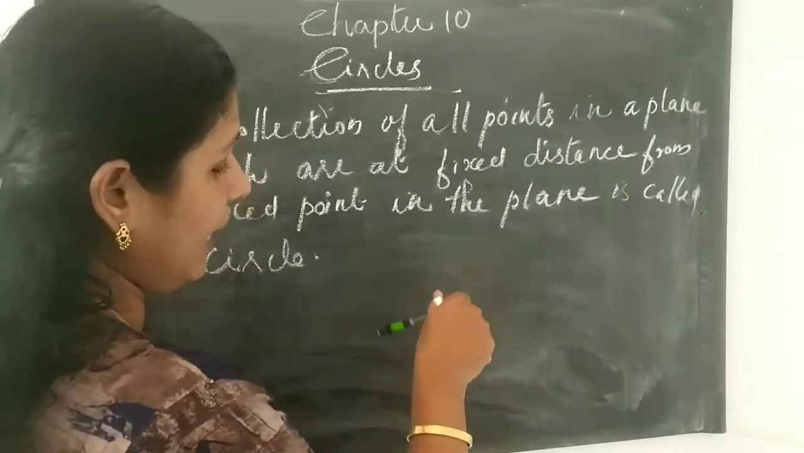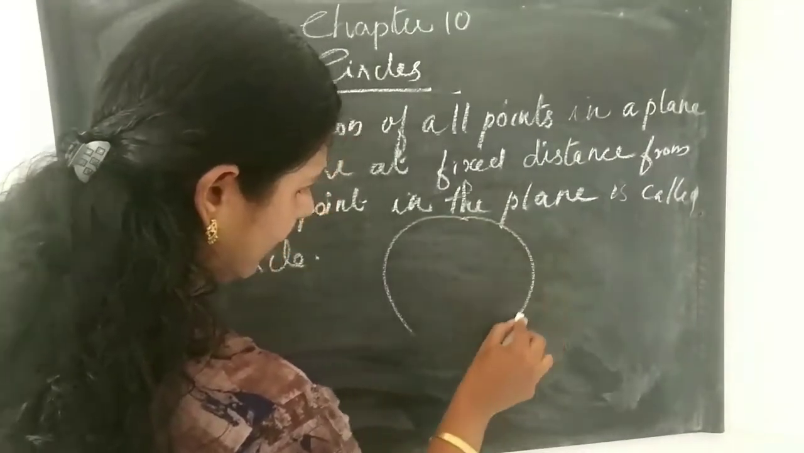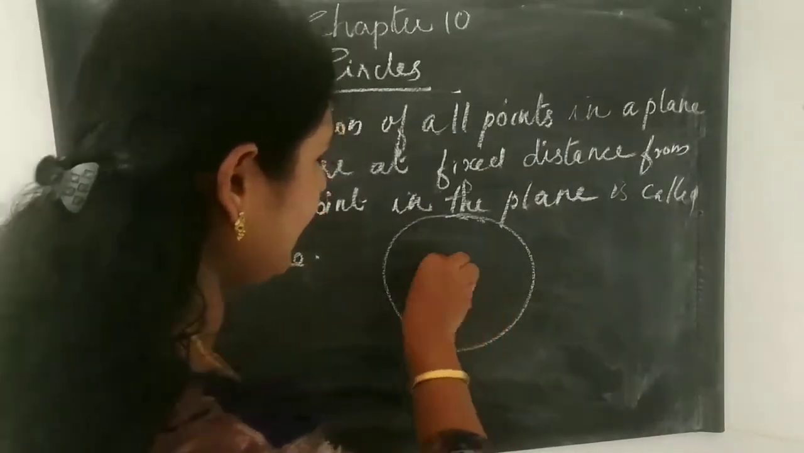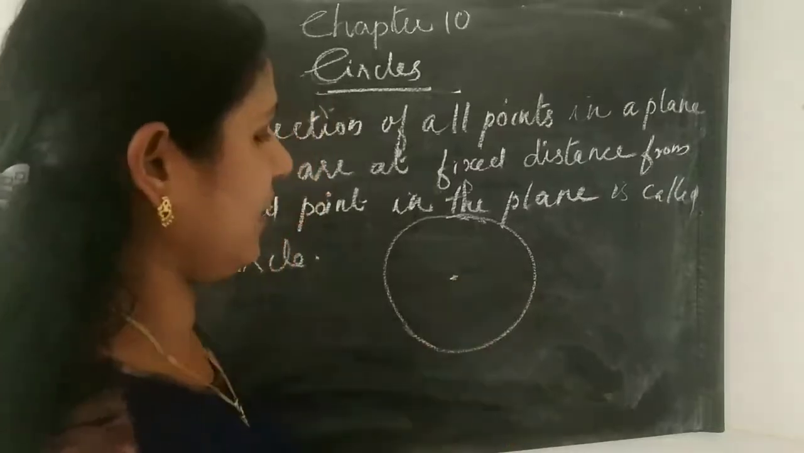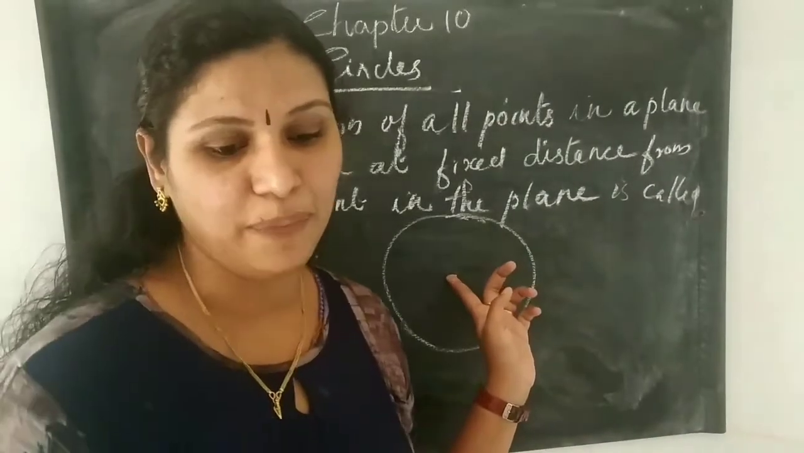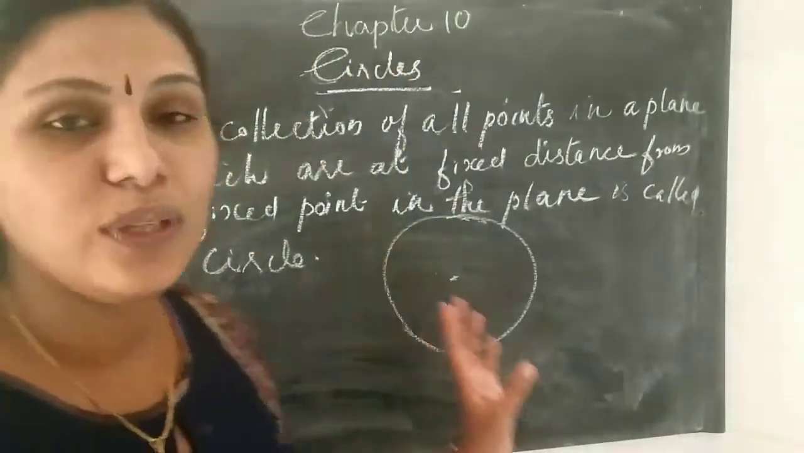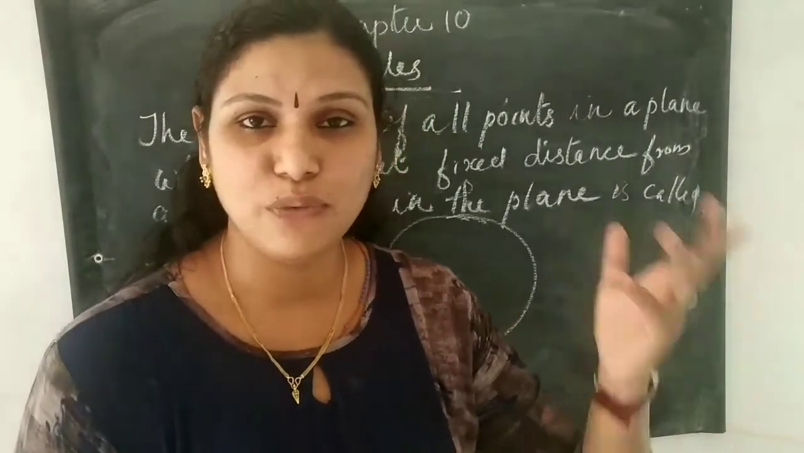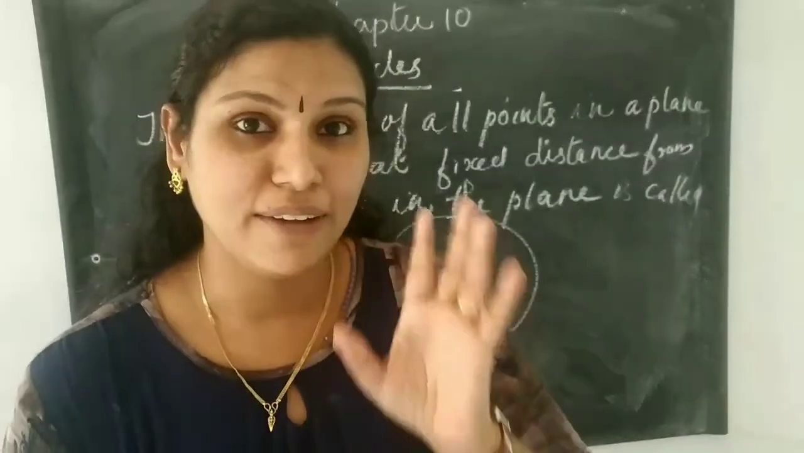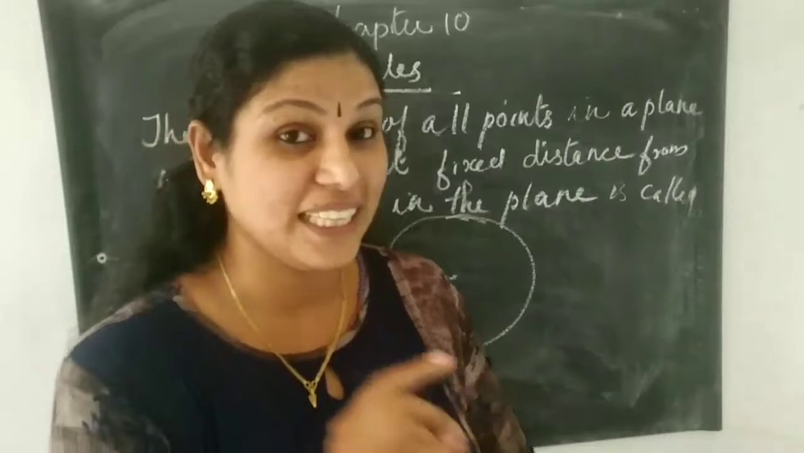Then you get a figure like this. This is a circle. Okay, in this point we put the tip of the compass. So here we get a circle like this, and you know the definition of this circle. So far you studied about circles, the radius, diameter, everything. But do you know the definition? What is its definition? No need to worry. In this year we are going to study the definition.